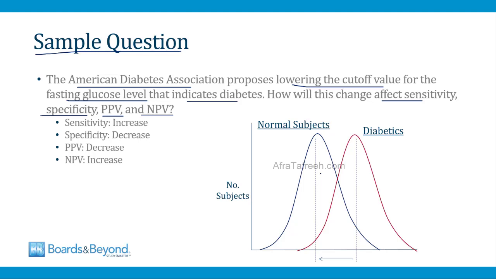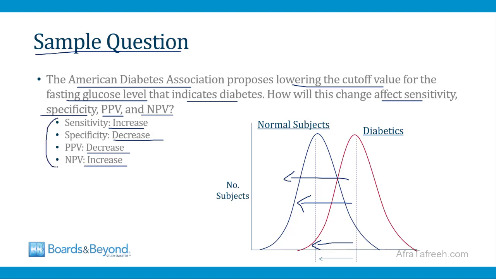So what they're describing is what we just talked about in the last few slides. They're describing moving the cutoff point for the diagnostic test of fasting glucose level further to the left, and they're asking what impact this will have on the characteristics of the diagnostic test. So in the videos on sensitivity and specificity, I talk about how moving the cutoff point to the left increases sensitivity and decreases specificity. And then, as we've just been discussing on the last few slides, when you move the cutoff point in this direction, the positive predictive value decreases and the negative predictive value increases.